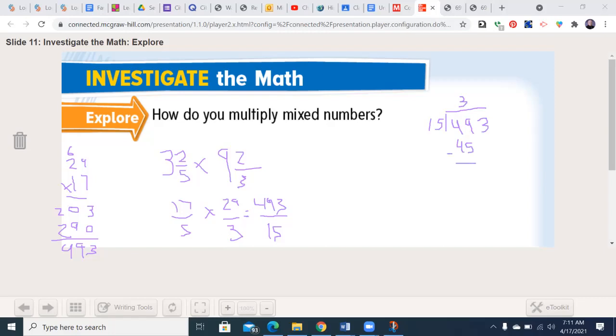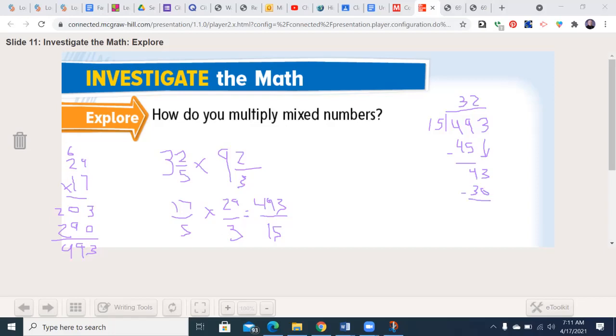Now I subtract. 9 minus 5 is 4. 4 minus 4 is 0. I don't have to do anything. 4 is less than 15, so I'm going to bring down the 3. And I remember that 3 times 15 was 45, which is bigger than 43. So let's just go to 2. 2 times 15 is 30.